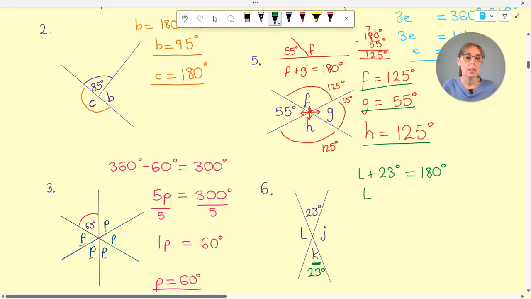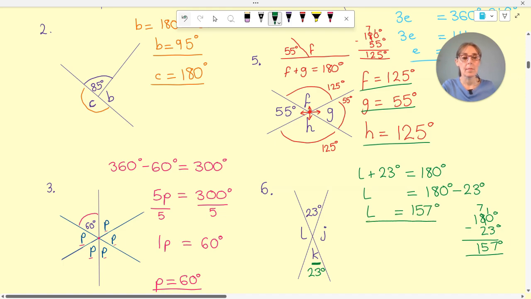So L equals 180 degrees, take away 23 degrees. So let's just work that out. 180 take away 23. I think it's going to be 80, 70, 60, 57, 157 maybe. 7, 5, yeah, 157 degrees. All right, so we've got 157 degrees there.